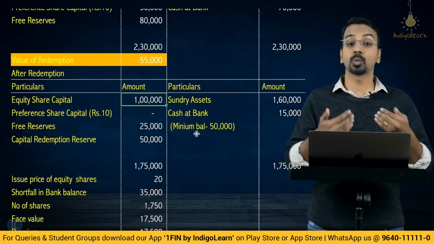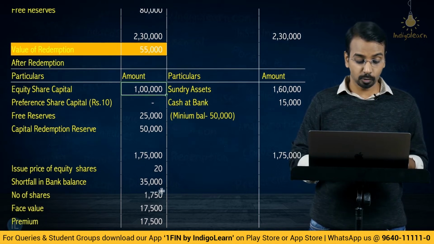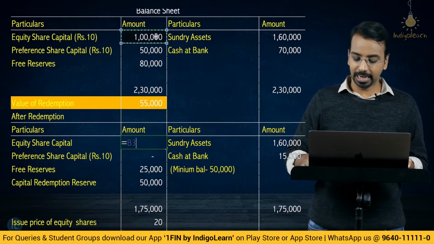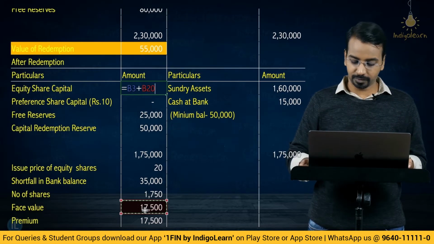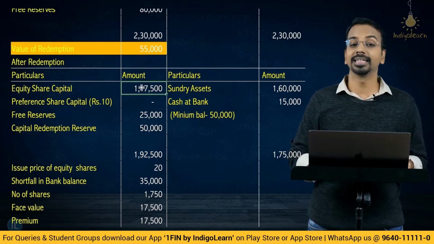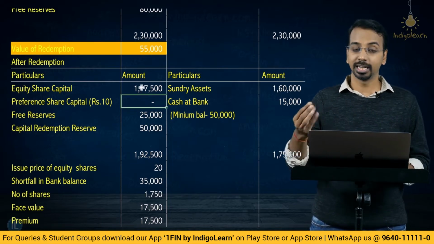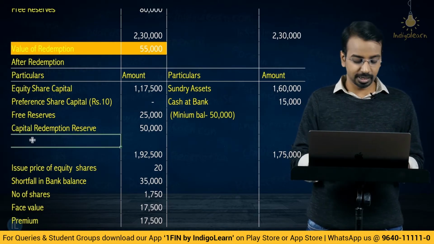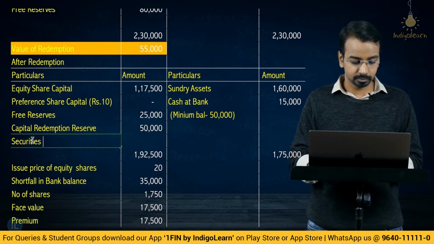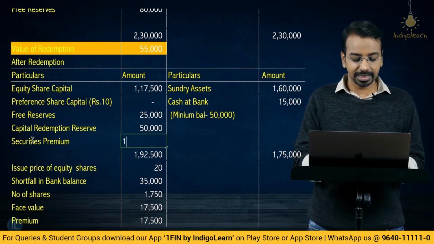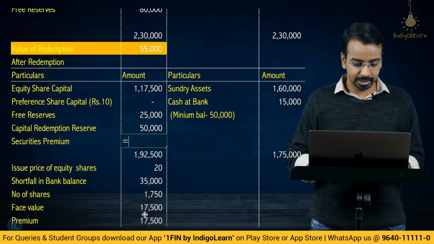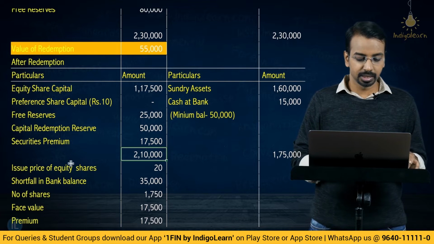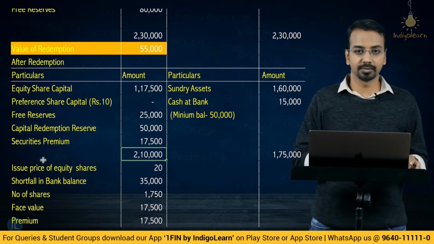So after all of these transactions, what would happen? You have issued equity shares worth how much? 17,500. So this will be originally 1 lakh plus 17,500. It becomes 1,17,500. Preferentials you have redeemed fully. It became 0. Coming to free reserves, there are multiple adjustments. First, we will tackle the securities premium part. We got 17,500 of securities premium, which will be shown under reserves and surplus.